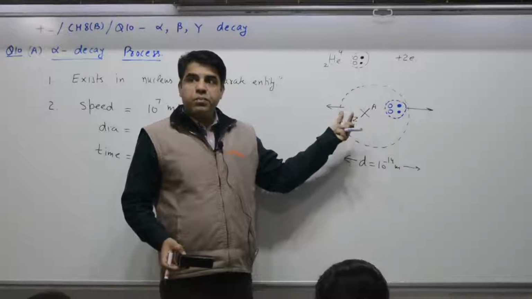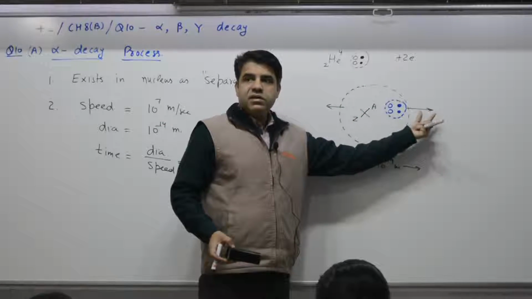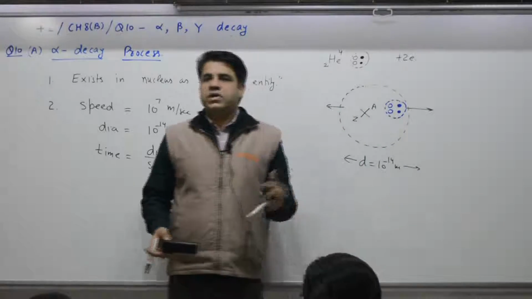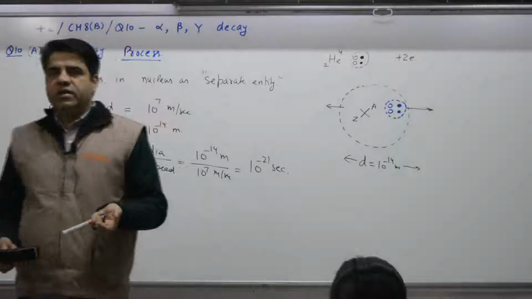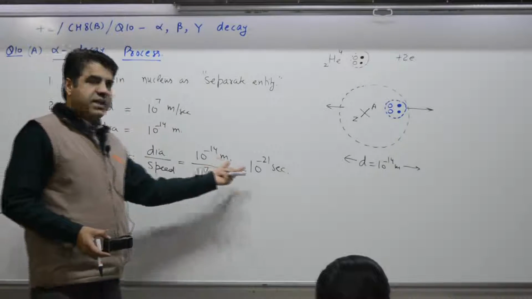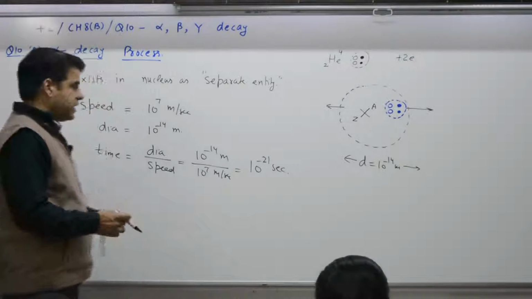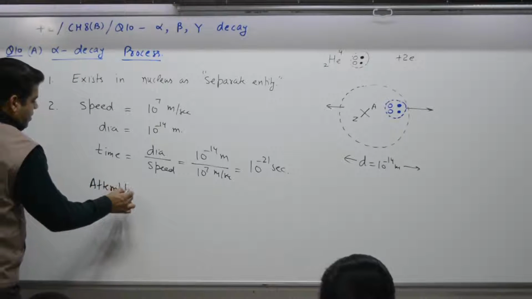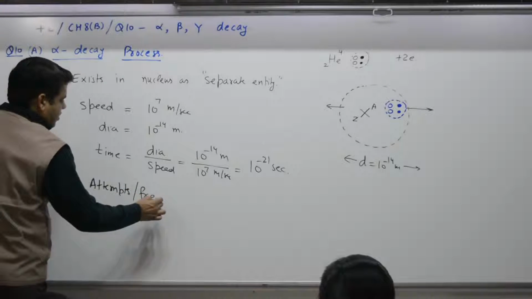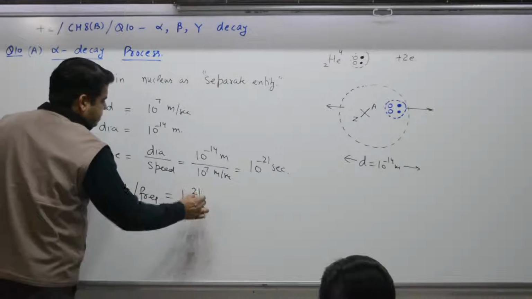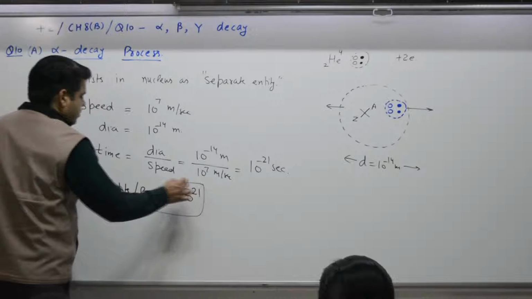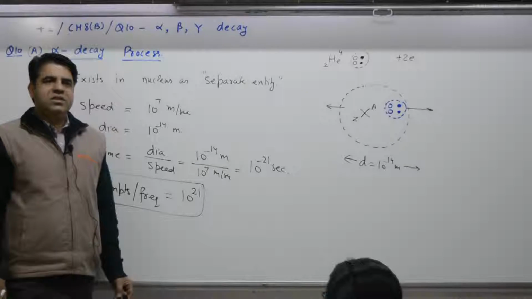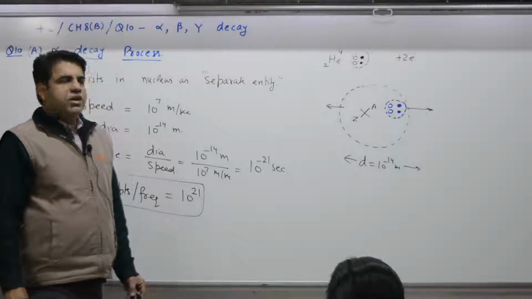So this group keeps on moving, trying to escape through this wall, then another wall, as the group tries to escape from the prison. How much time does it take? 10 to the power minus 21 second. How many attempts, or what frequency, in 1 second? 10 to the power 21. This is how the attempts are. In 1 second, they try 10 to the power 21 times.